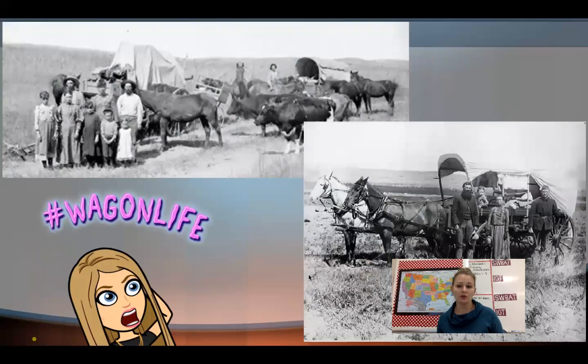So to show you how they would travel, again, I said that they would get in their wagons. They would have a couple horses, maybe have some cows or something with them. And the family would travel together by wagon until they got to their final destination.